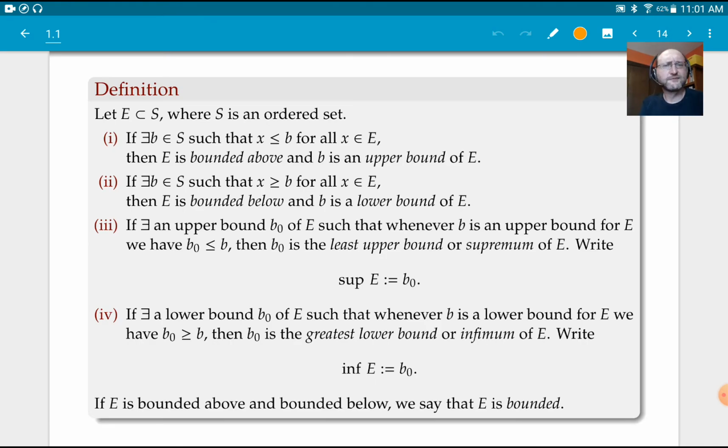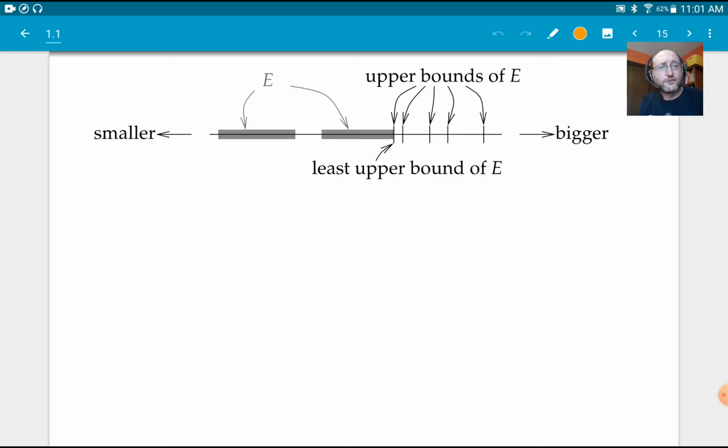So, if we have something that is bounded above and below, we just say it's bounded, right? And sometimes we'll just say bounded, even if we only care about bounded above and/or below. But generally, if we don't care about this, it just has both an upper and a lower bound, it's bounded, right? All right.